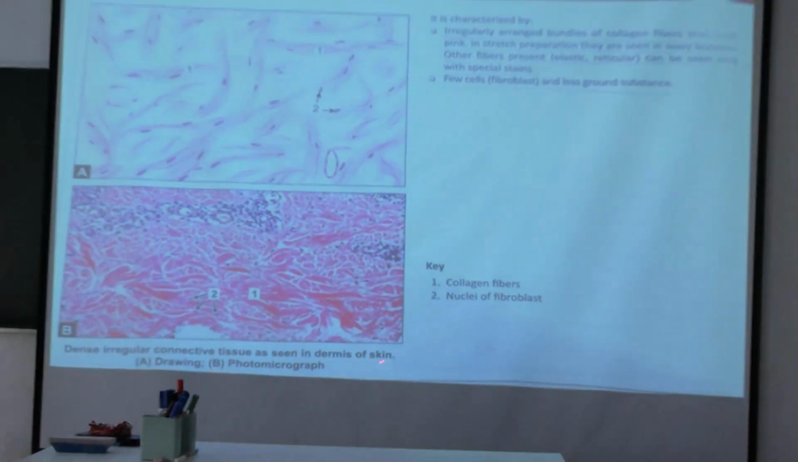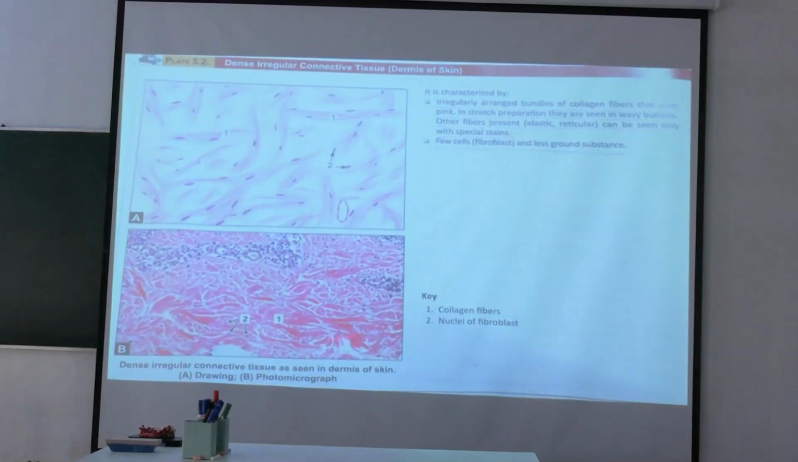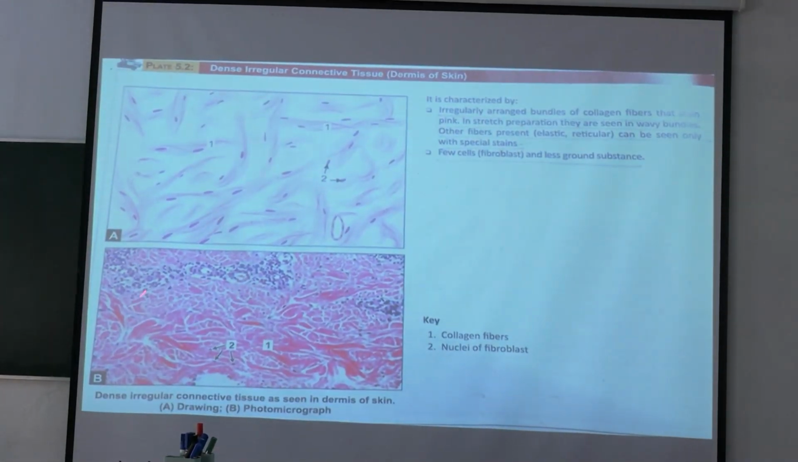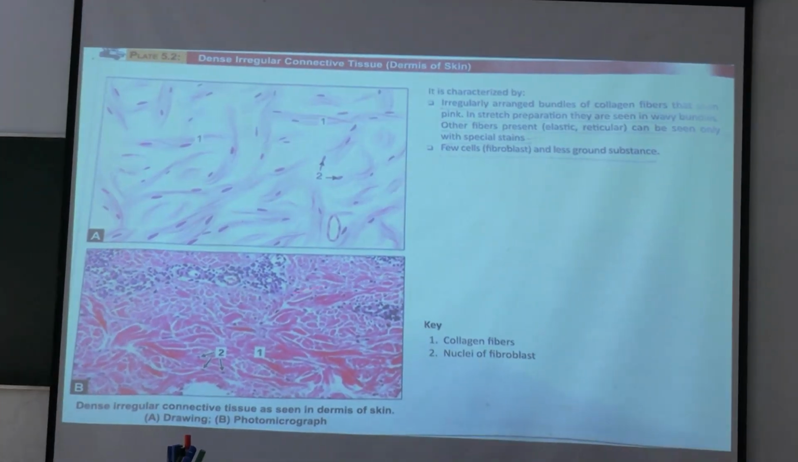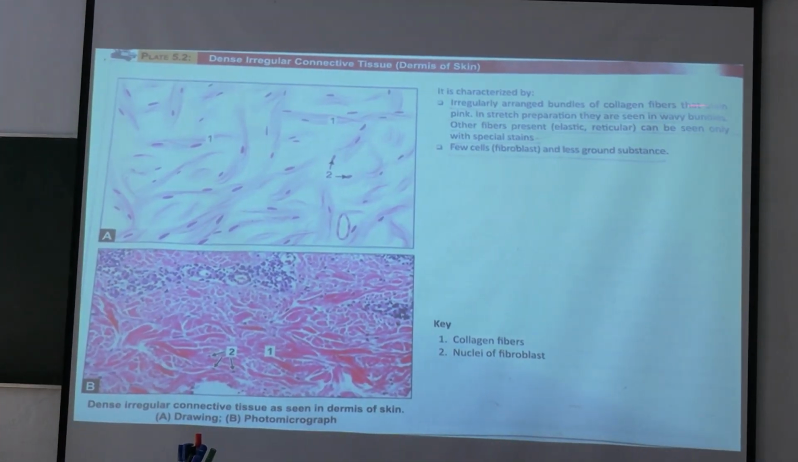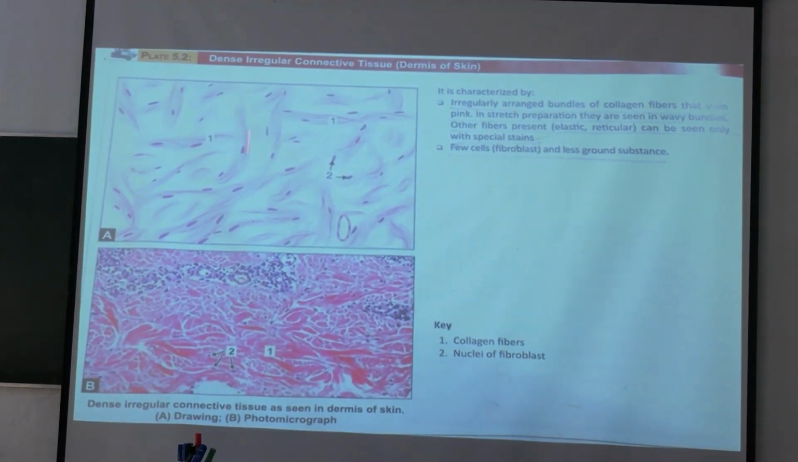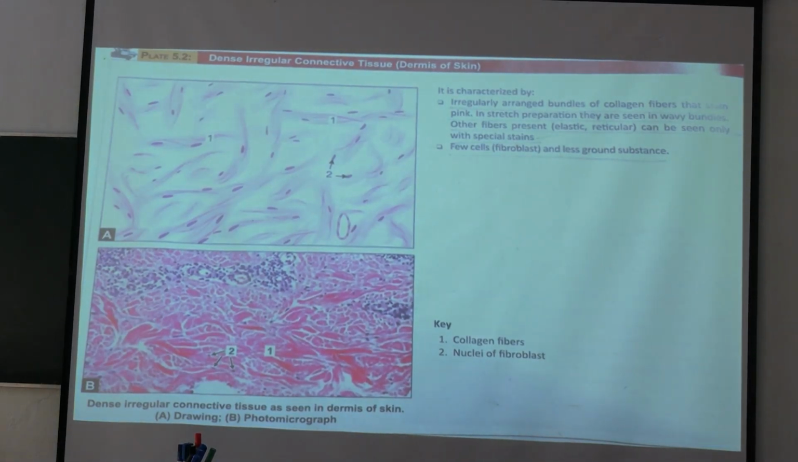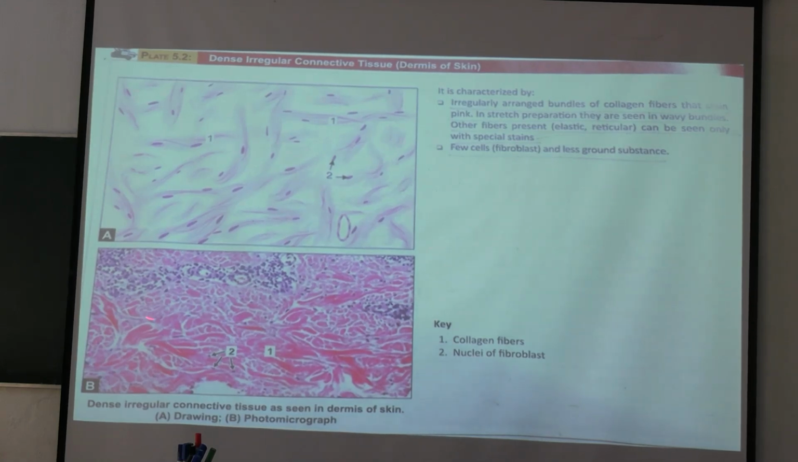See here, this is a dense irregular connective tissue seen in the dermis of the skin. These are the fiber bundles, and fiber bundles here, this is schematic diagram. Fiber bundles are present, but fiber bundles are not parallel to each other. In dense regular, fiber bundles are parallel to each other. But in dense irregular connective tissue, fiber bundles are directed in different directions. Okay. And here is one section of blood vessel.